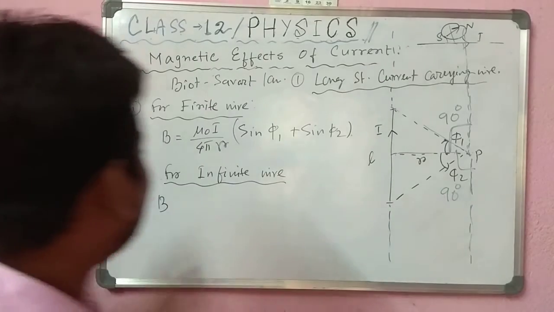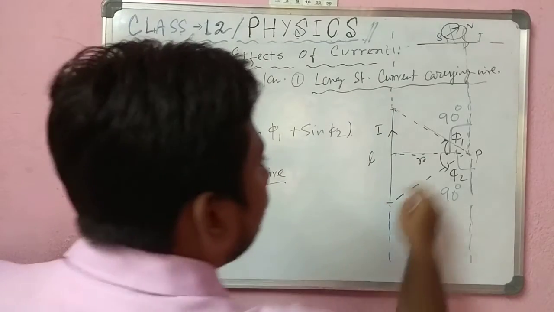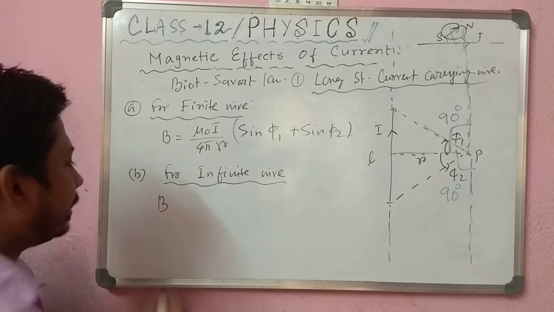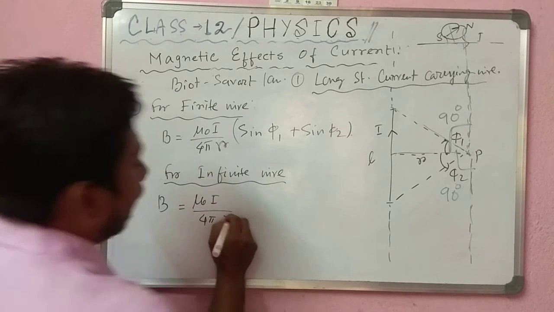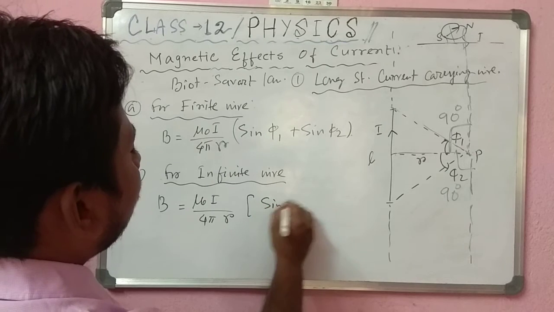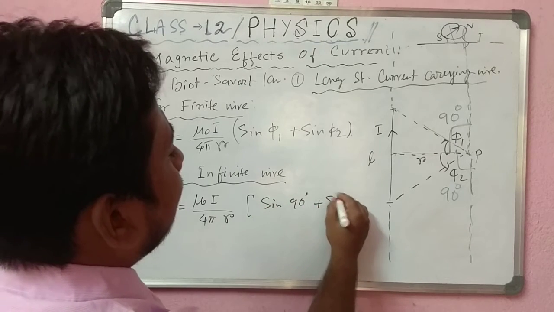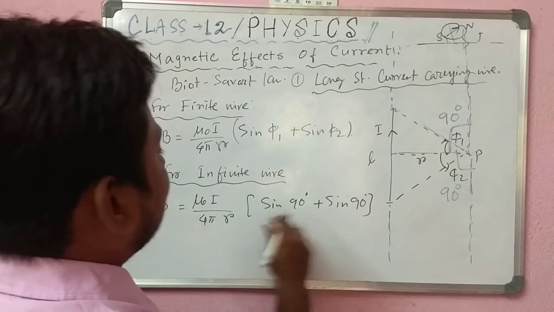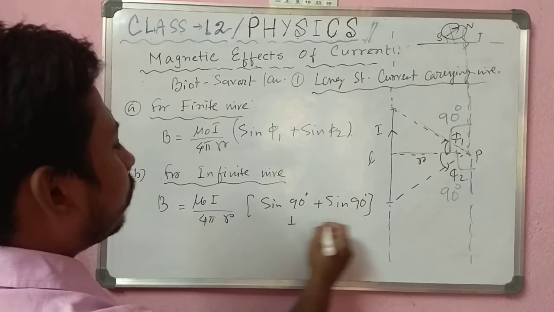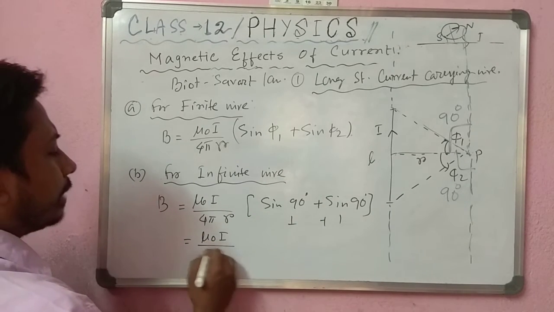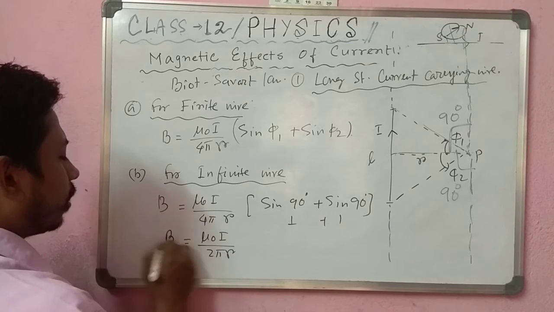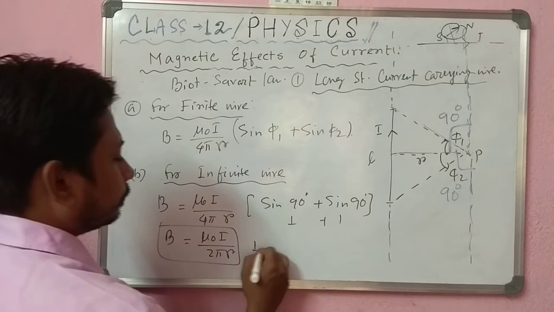So for calculation for infinite wire, you can put phi 1 and phi 2 as 90. So you can write mu naught I by 4 pi R, sine of 90 plus sine of 90. Sine 90 is 1, and this is also 1, so 1 plus 1 is 2. So you can write mu naught I by 2 pi R. This is for infinite wire.